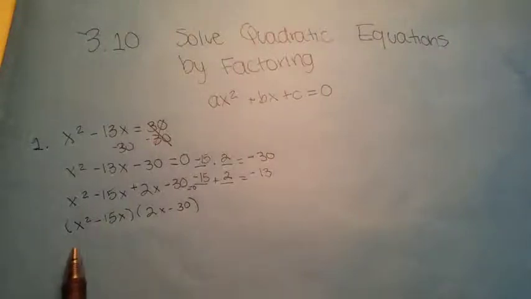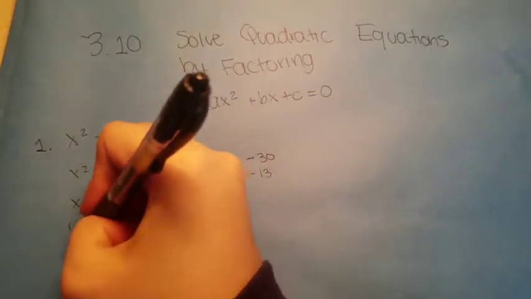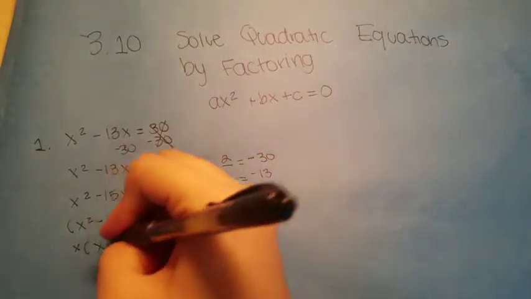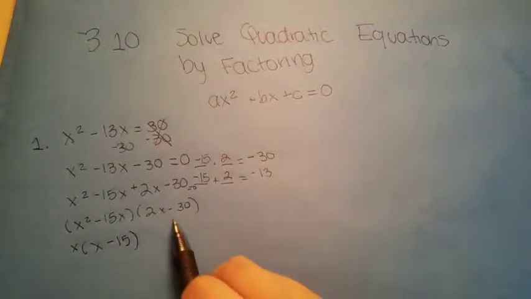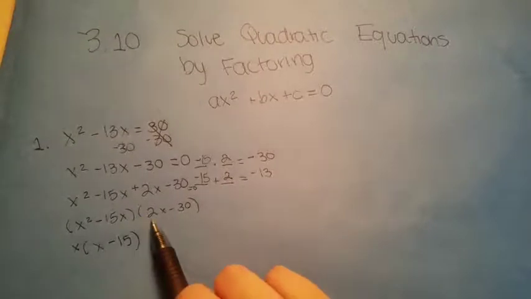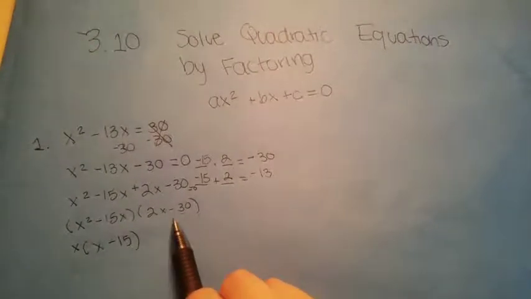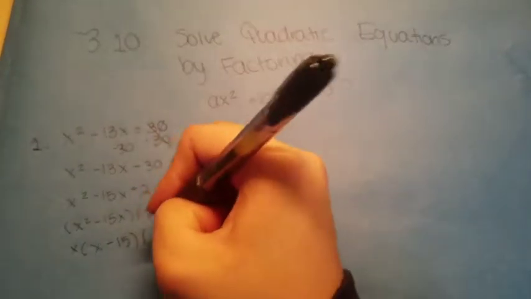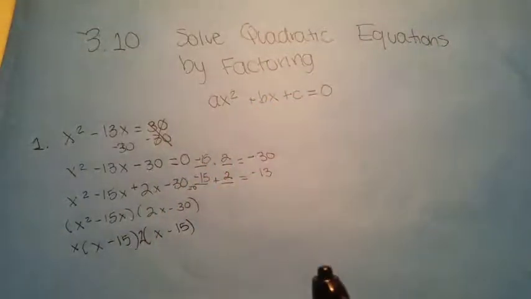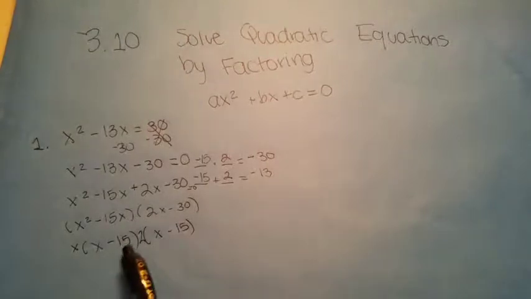So for this one, it would be x. So you put x on the outside and then take x out from each of these two values. So it would be x minus 15. And same thing for this one, but this one would be 2. So you would divide out 2 from 2x and 2 from negative 30. So it would be x minus 15. And you know you're doing it right if these two in the inside equal the same thing.